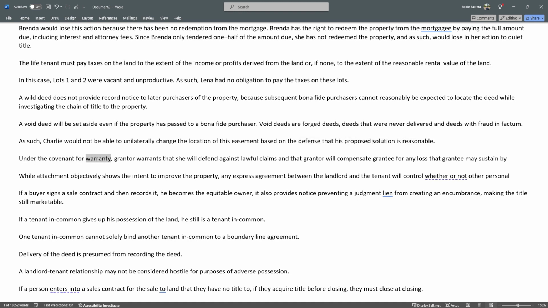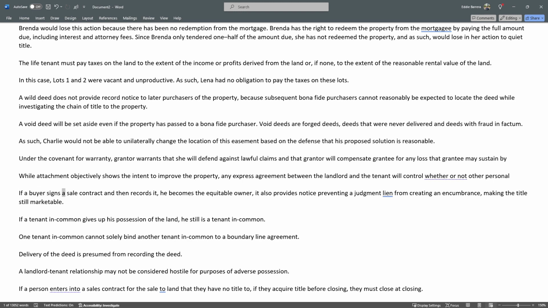Under the covenant for warranty, grantor warrants that she will defend against lawful claims and that grantor will compensate grantee for any loss that grantee may sustain. While attachment objectively shows the intent to improve the property, any express agreement between the landlord and the tenant will control whether or not other personal property becomes a fixture.